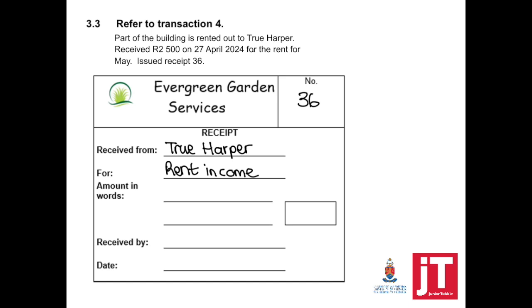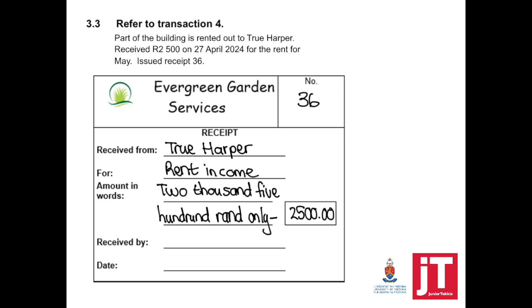How much did we receive? And now we need to write out the amount in words, and we're going to write it out, the figure 2,500. This was received by Gerald Nell, who's the owner of the business. On which date did this happen? It happened on the 27th of April 2024.